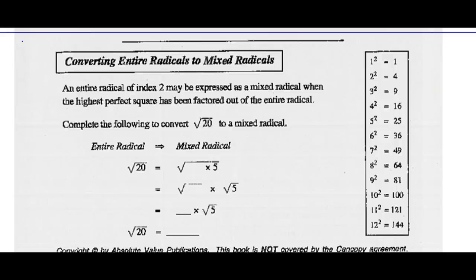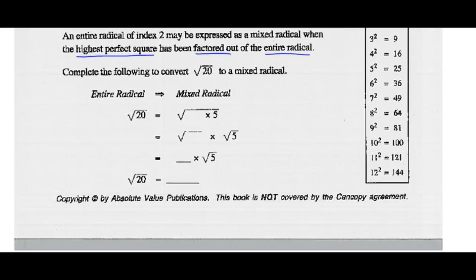All right, let's jump back now to page 274, and let's look at converting entire radicals to mixed radicals. An entire radical of index 2 may be expressed as a mixed radical when the highest perfect square has been factored out of the entire radical. So over here we have a list of all the perfect squares. 1 squared, 2 squared, 3 squared, and so on. So complete the following to convert radical 20 into a mixed radical. So the entire radical is radical 20. Make it a mixed radical.